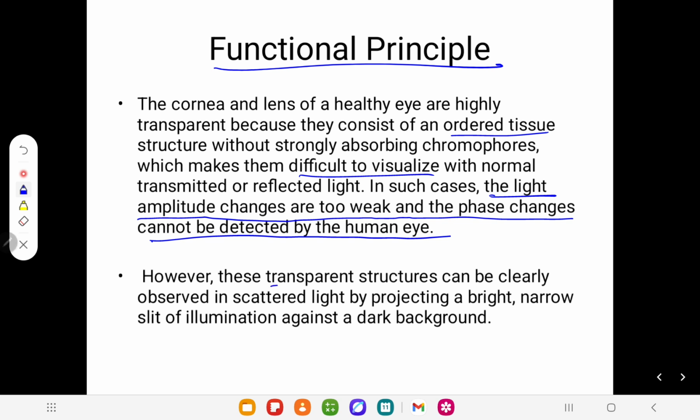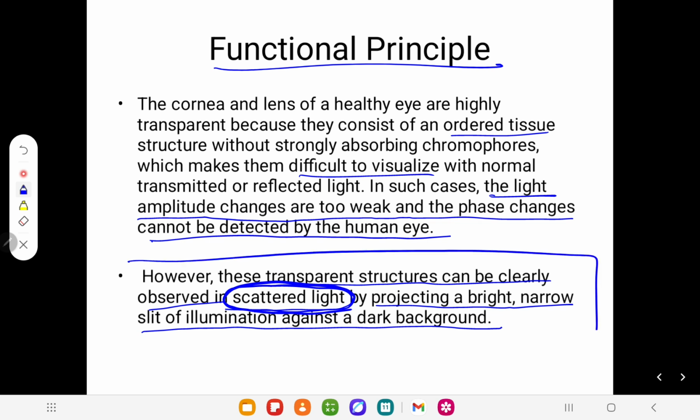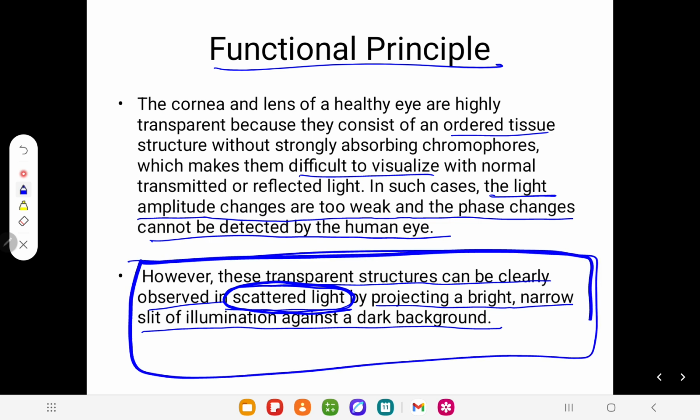However, the transparent structure can be clearly observed in scattered light. My goodness, that's the point. It can be observed in scattered light. How to get that scattered light? By projecting a bright, narrow slit of illumination against the dark background. This is gold. Just remember, this is gold stuff.